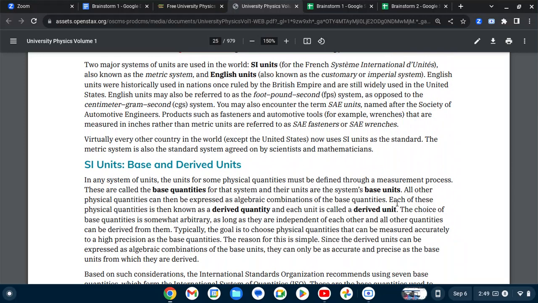You may also encounter the term SAE units, named after the Society of Automotive Engineers. Products such as fasteners and automotive tools that are measured in inches rather than metric units are referred to as SAE fasteners or SAE wrenches. Virtually every other country in the world now uses SI units as the standard. The metric system is also the standard system agreed on by scientists and mathematicians.